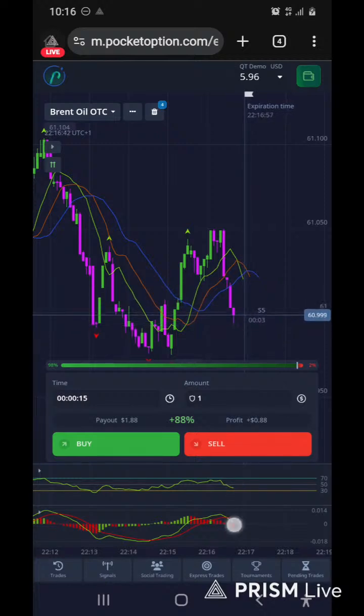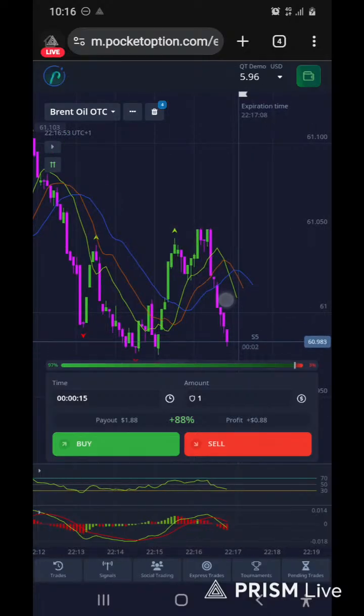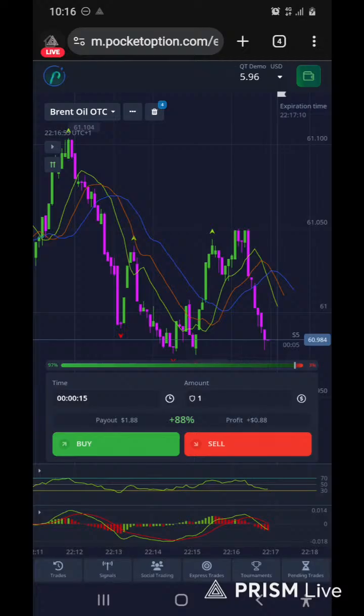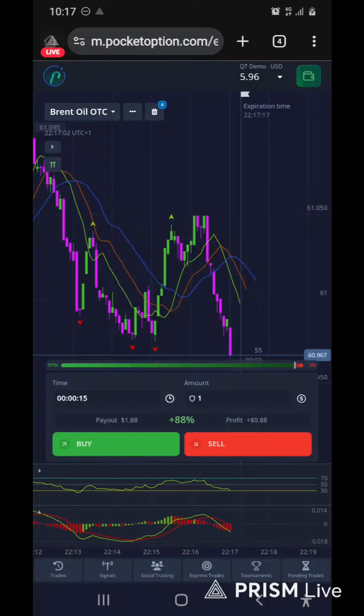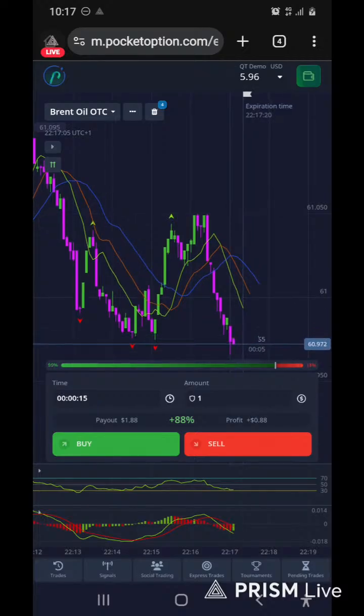MACD is trying to cross down, cross the zero line. RSI has already crossed, showing me it's a downtrend signal. But I'm not entering here because anytime you see a push like this, there will always be a pullback before the push continues. There was no pullback and it swept liquidity. So I'll just wait.